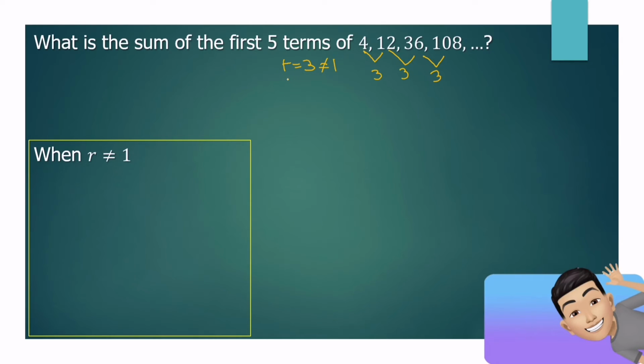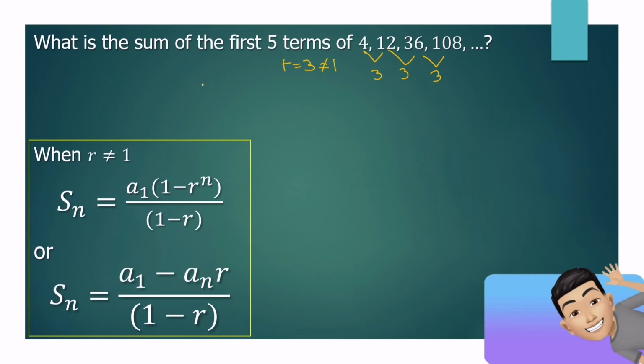Tama ba? Okay. So, proceed tayo. Ibig sabihin, ito ang formula gagamitin natin. Or, ito. So, nasa sa atin yon. So, since alam na naman natin yung common ratio, gamitin natin itong unang formula. So, we can substitute. What is the first term? So, sulat muna natin yung given. A sub 1 equals 4. And we have R equal to 3.